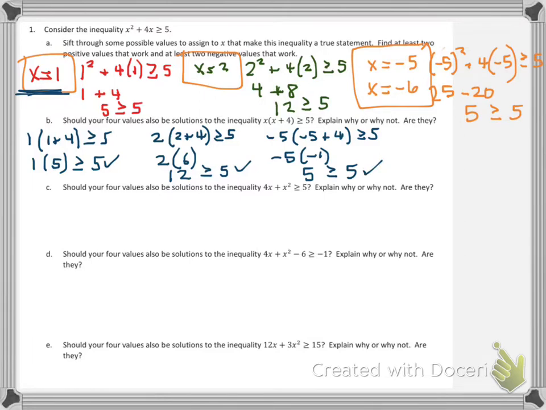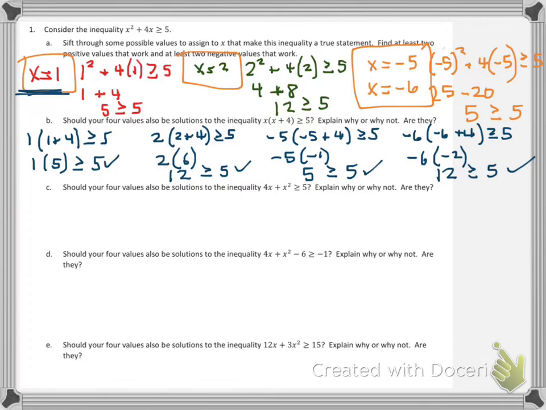Let's try the -6. That would be -6 times the quantity -6 plus 4 is greater than or equal to 5. And a -6 and a positive 4 gives me a -2. So I have -6 times a -2. And -6 times -2 is a positive 12. And that is greater than or equal to 5. So that one checks out. So they all worked again. And the question is why? Why did they all work again?